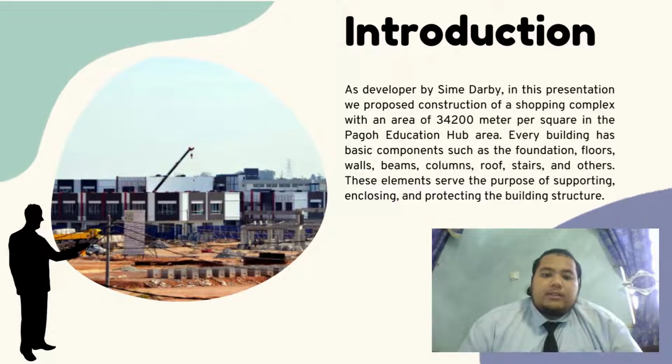Every building has basic components such as the foundation, floors, walls, beams, columns, roof, stairs, and others. These elements serve the purpose of supporting, enclosing, and protecting the building structure.